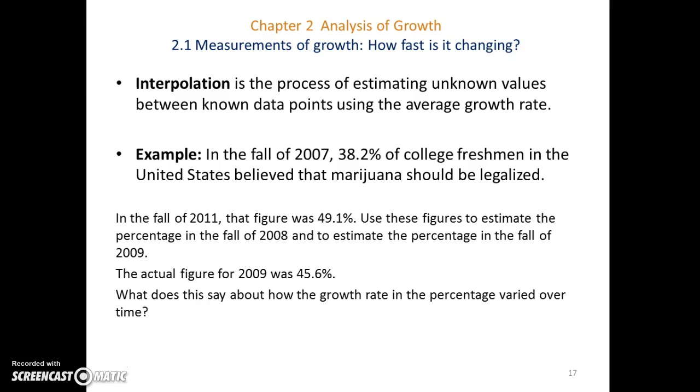Use these figures to estimate the percentage in the fall of 2008 and to estimate the percentage in the fall of 2009. We can compare this to the actual figure for 2009, which was 45.6%. What does this say about how the growth rate and the percentage varied over the time? Notice that for the years 2008 and 2010, it is unknown what portion of students believe that marijuana should be legalized. Somehow we have to use the years 2007 and 2011 to estimate this.